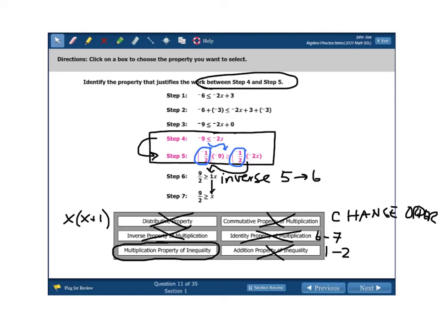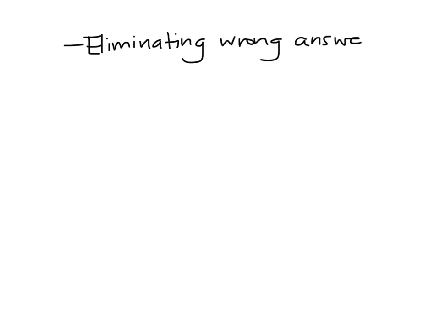Let's summarize our test-taking strategies real quick and this video's over. We definitely talked about eliminating wrong answers. Now I want you to remember that eliminating wrong answers does not just mean looking and saying, oh, this answer is clearly completely out of left field. It's also, like we did on that very first question, eliminating answers that are clearly not in the right format, like not simplified completely. Okay?